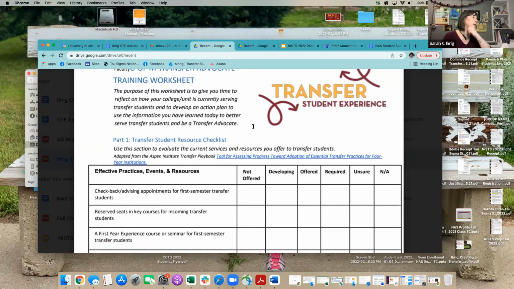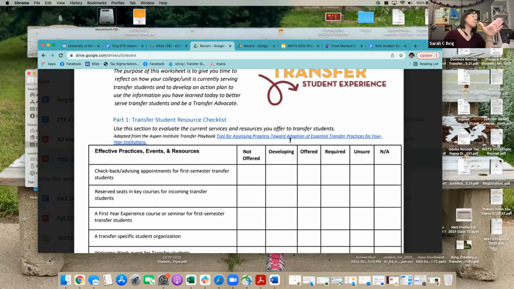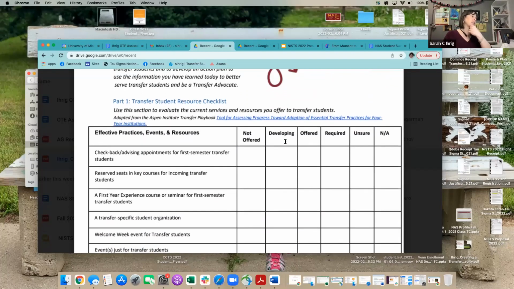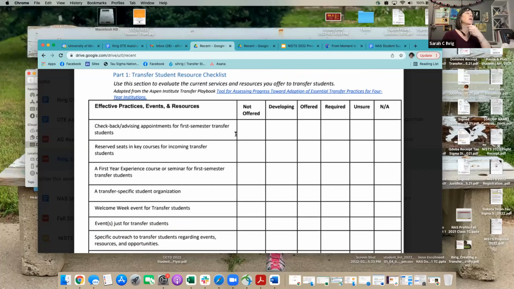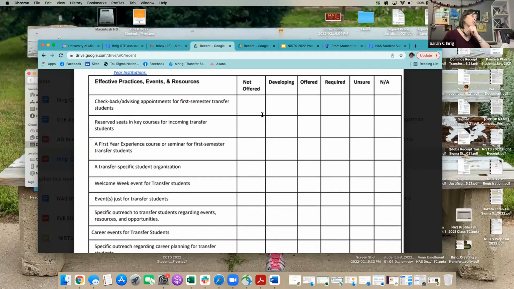So feel free to borrow and steal, use this as well. The first part of it, as I mentioned, is a resource checklist where I'm asking them to think about what their unit is doing. The way it works is we're looking at what might not be offered, what's developing, offered, required, or if they're not sure, or if it's not applicable, right?